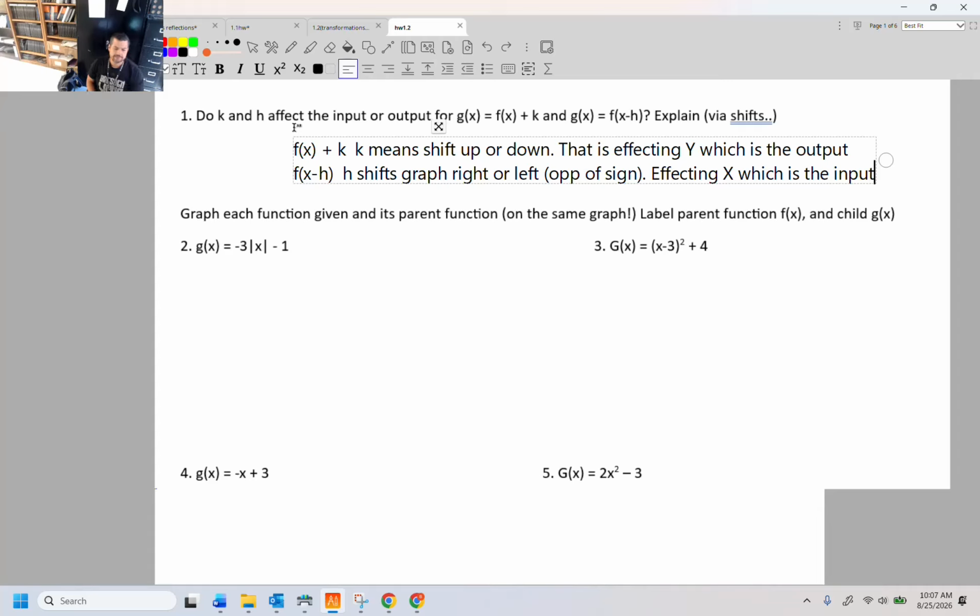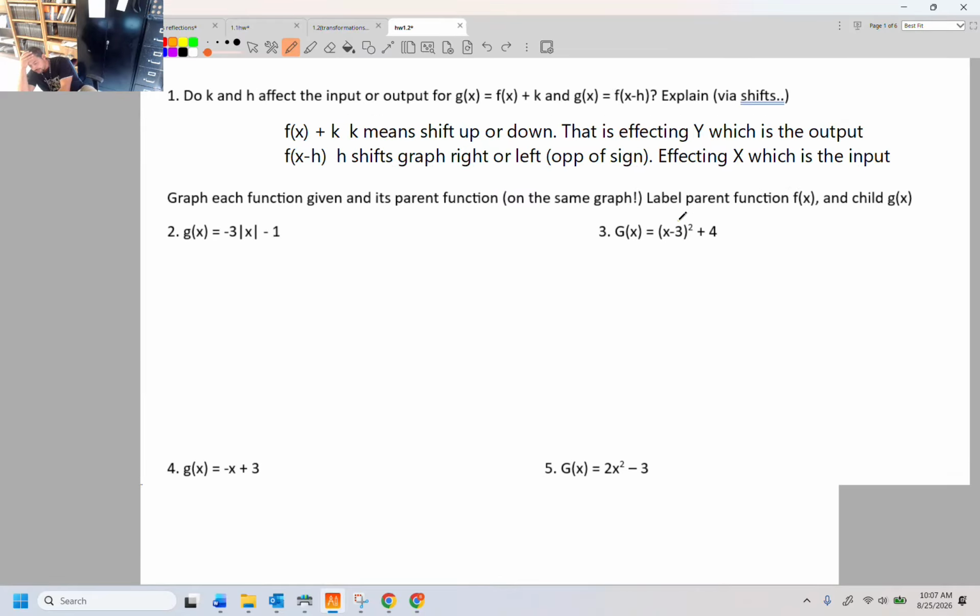All right, moving past that, we're supposed to do some graphing here. It says graph each function given and its parent function on the same graph. Label the parent function f of x and child g of x. This is kind of old school review. Here, f of x would be mama, and if this is a square, mama is going to be x squared. I haven't graded all the mother function quizzes that I gave today, but we'll see how they go. Mama contains 0, 0, 1, 1, and negative 1, 1. And I'm just going to label it f of x.